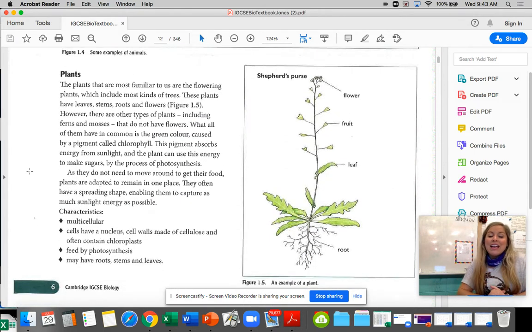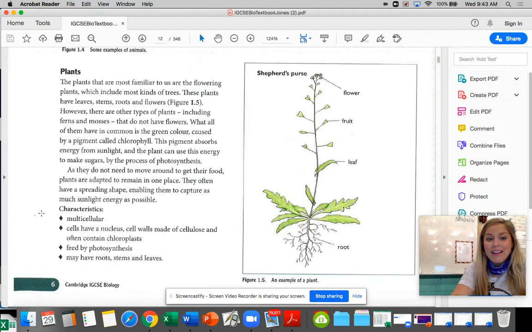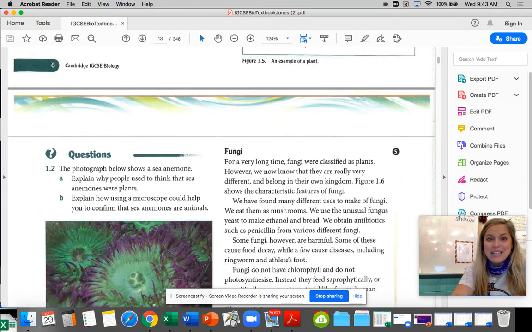For plants, pretty self-explanatory. Most of us have seen a plant before. They are multicellular. Cells contain a nucleus as well as cell walls made of cellulose, which is a fiber that is very hard and sturdy. It's what gives it its strength. We also cannot break it down, so it's considered roughage when we eat these types of plants. And then their cells also often contain chloroplast. Plants feed by photosynthesis and may have roots, stems, and leaves. And we're going to learn about each of those in coming units when we dive into our plant sections.